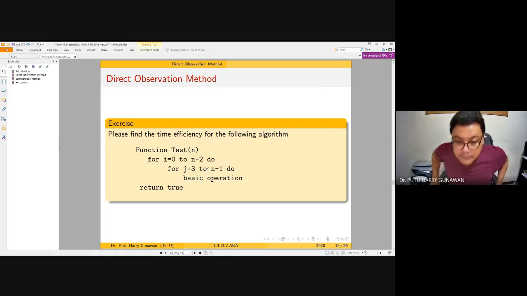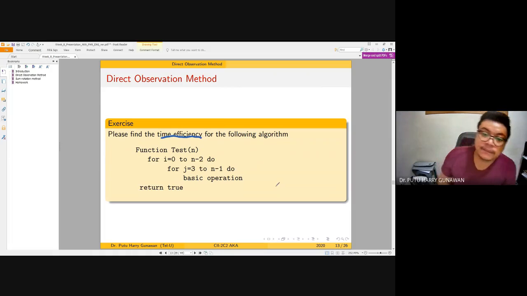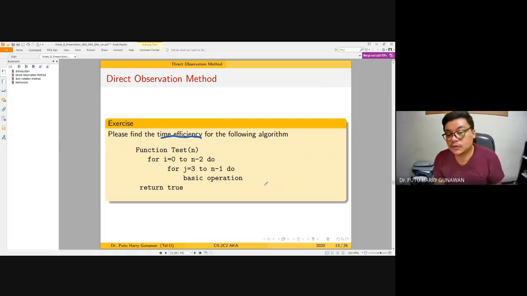Now let's try this example. We have the function test(n), something like this, and we have a basic operation. So what is T(n)? That's the question: find the time efficiency. What should we do?